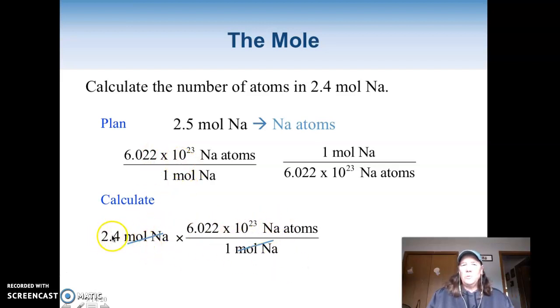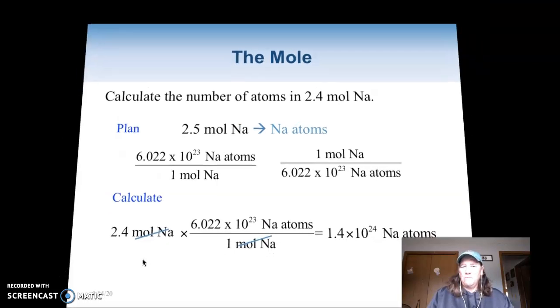So I'm going to take 2.4 times 6.02, and then I have to tack on my 10 to the 23rd. Okay, I'm going to get 14 times 10 to the 23rd. Remember, we have to write things in proper scientific notation. So I would move the decimal over 1 and make this number, instead of 14, 1.4. That's proper scientific notation. And then I'd make this exponent larger. So in 2.4 moles of sodium, there's 1.4 times 10 to the 24th sodium atoms.